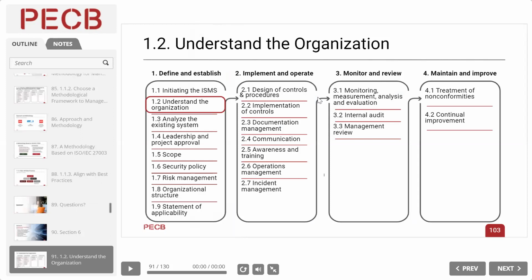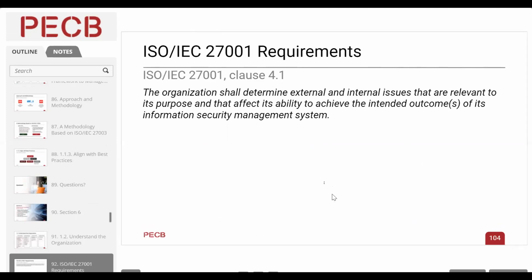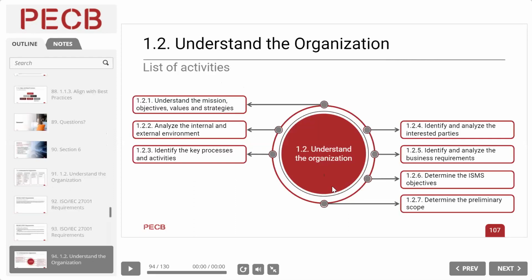Okay, so we are at 1.2. The requirements that we need to look at are the context of the document, the internal and external issues. Okay, clause 4.2, we are looking, as I mentioned, at the interested parties. So under the context of the organization, we need to understand the organization, and these are the activities that we are going to look at right now.